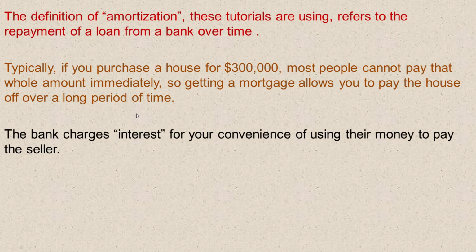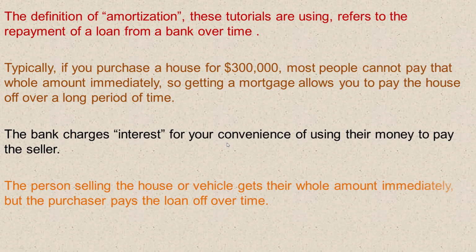The bank charges interest, that's their fee, for your convenience, for the buyer using their money to pay the seller. Now, the person selling the house, if you're on that end of the deal, gets their whole amount immediately. The purchaser pays the loan off over a period of time, maybe even a long period of time, like 20 or 25 or 30 years.